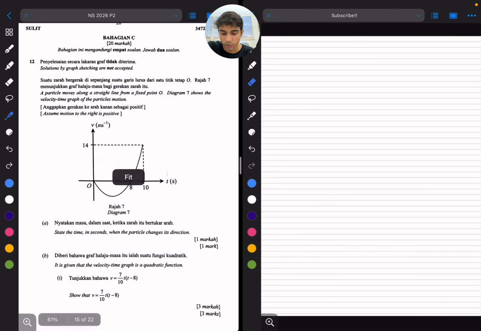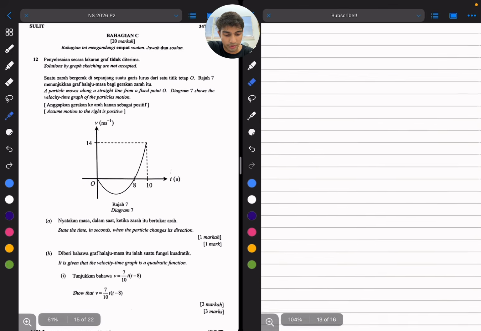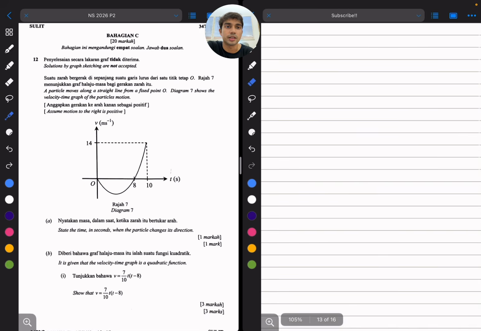Question 12. Okay. So here we have section C, 4 questions in section C, but you only need to answer 2 questions. So you just choose either 2, then you can answer. But I'll try to show you all 4. Right, so let's look at question 12. This looks like a kinematics question. Form 5, the last chapter, chapter 8.